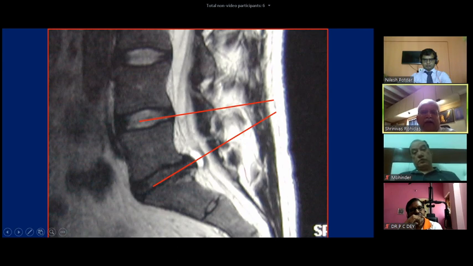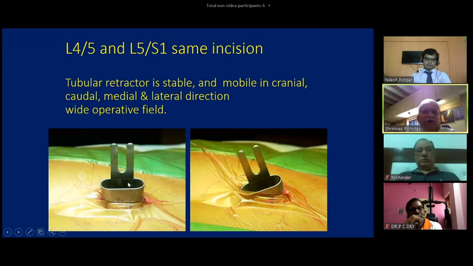You can target both the levels together by moving the outer tube straight down. It is L4-5. Angulate it, you can go L5-S1. So if you know the direction, there are fewer chances that you will go to the wrong level.